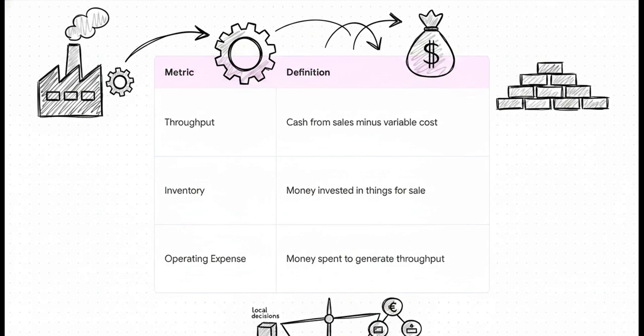It replaces all that complex math with 3 super simple global metrics. First, throughput, which is just the cash generated through sales. Second, inventory, meaning the money tied up in things you actually intend to sell. And third, operating expense, the money you spend turning that inventory into throughput. Using these 3 metrics instantly reveals how any decision you make affects the entire system, not just one isolated department. It's a total game changer.